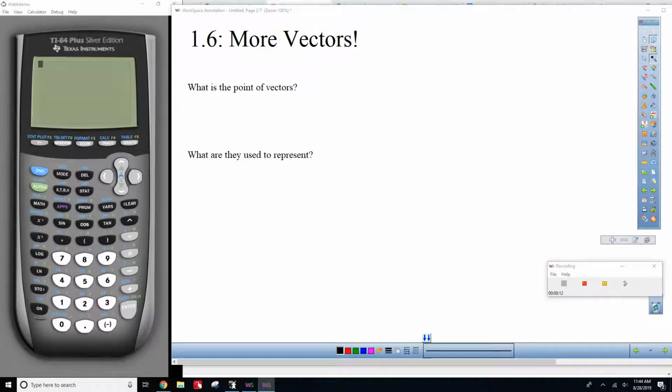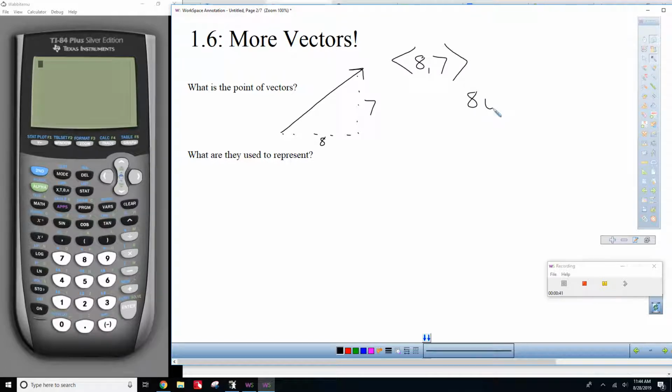Alright, we're back into vectors now. You learned vectors in Algebra 2. If you remember, what's the point of vectors? Well, a vector is a two-dimensional ray, so maybe this one is like over 8 and up 7, okay? It can be written as <8, 7>. You also, sometimes in physics, write it as 8i plus 7j. That's another way to write it. And they represent direction and magnitude, okay?